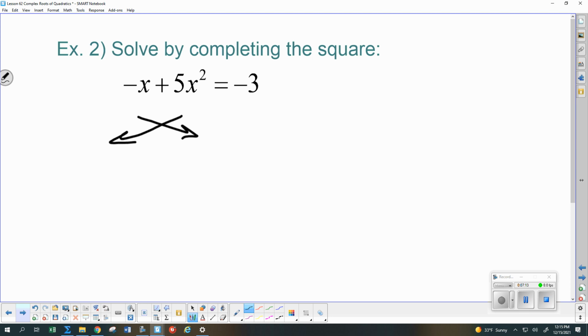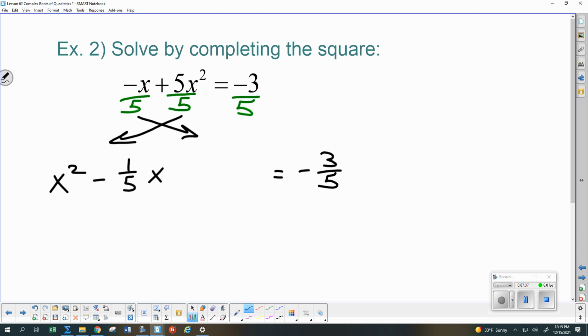Right, I've got to start with a 1x squared. So if I just switch them, I'm starting with a 5x squared. So I need to divide everything by 5 and switch the order on those first two. So that means I am looking at 1x squared minus 1/5 x equals -3/5. Everybody good so far? Austin, we good? Everybody good?